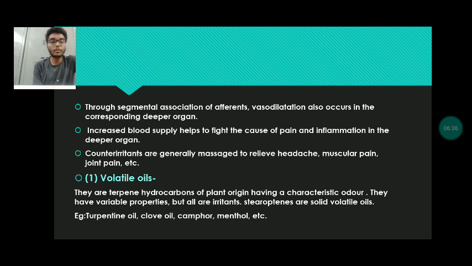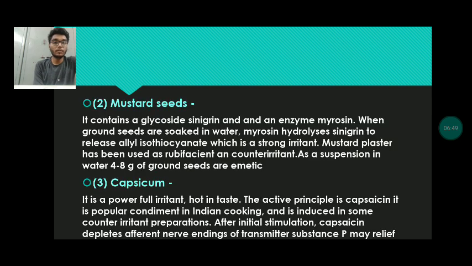Counter-irritants and irritants. Volatile oils. They are terpenes, hydrocarbons of plant origin having a characteristic odor. They have variable properties but all are irritants. Example, terpene oil. Mustard seeds.